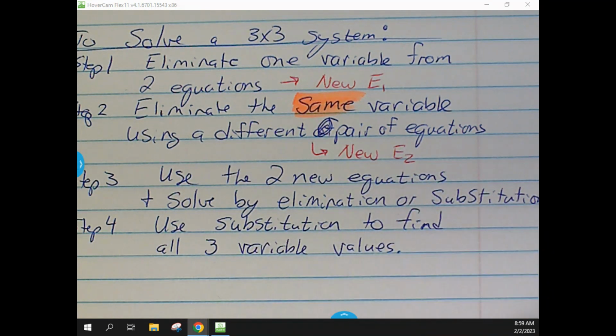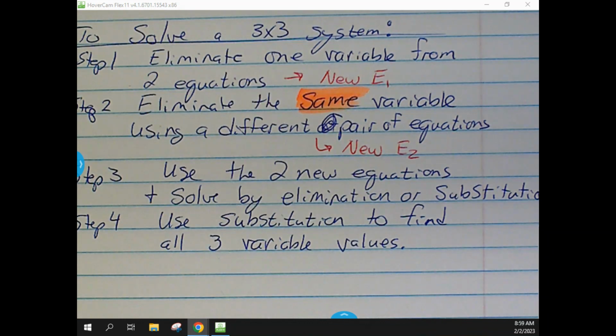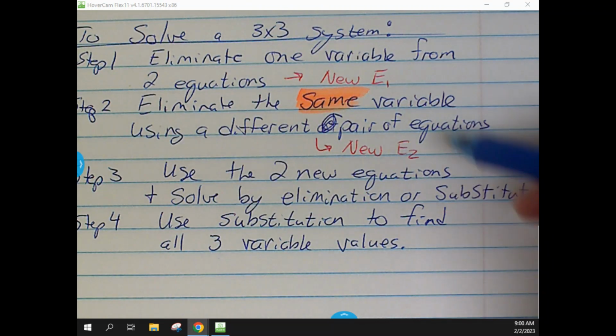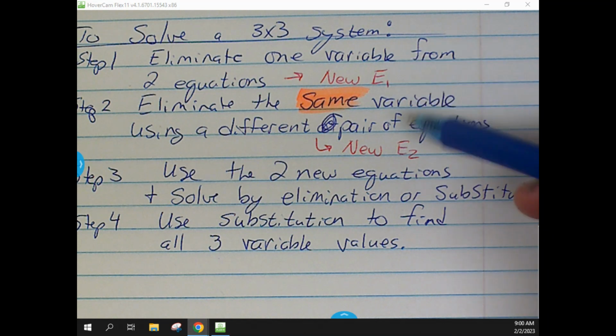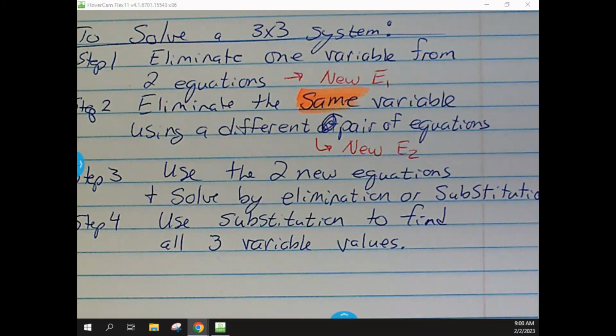But that's really the easy part, because once you've got x equals and you plug it back in and find y, well, now you've got x and y. You can take those two numbers and plug them back in and find z. So step 4 is really pretty easy. The big thing on this one is getting through these first two steps where you eliminate one variable, but then you have to eliminate the same variable using a different pair of equations, so that you now have a 2 by 2 system, like we were doing in the homework, like we were doing with the graphing, like we've been doing up to this point.